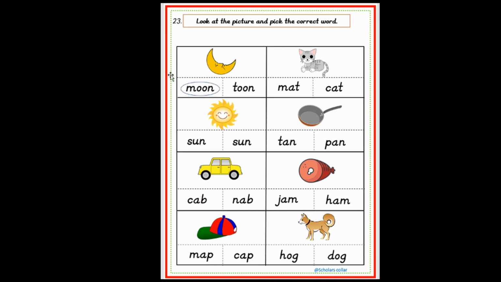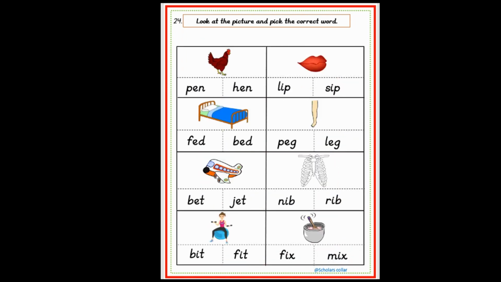Next, we have look at the picture and pick the correct word. Here we go. So you're going to circle moon. So you're going to circle that. Cab, ham, and cat. Next, look at the picture and pick the correct word.